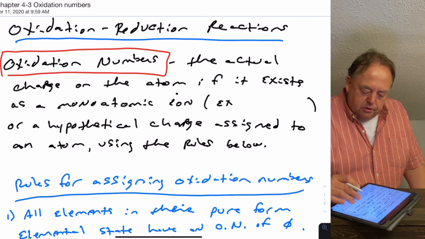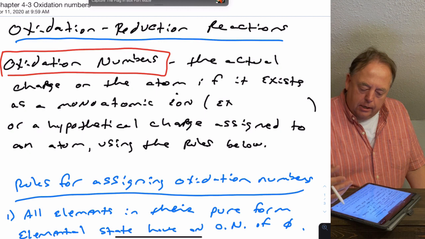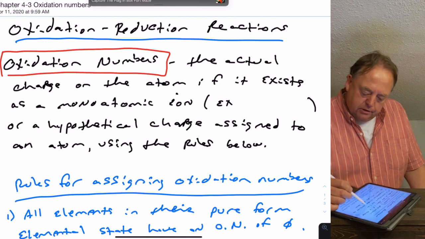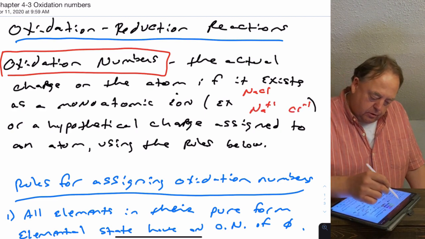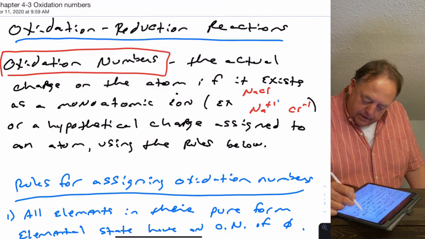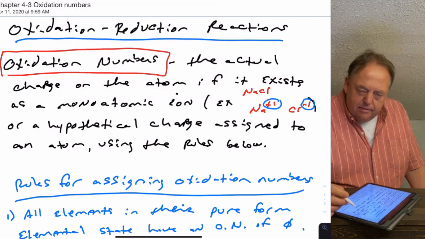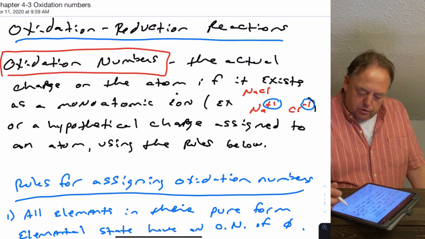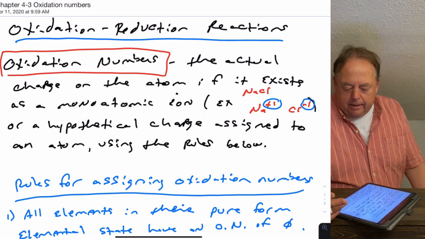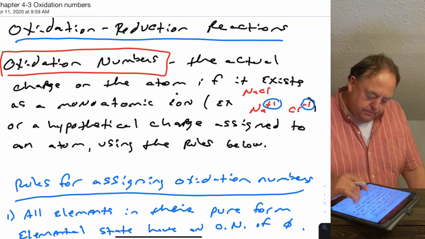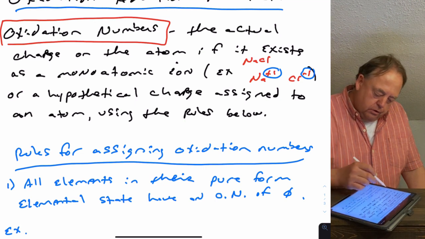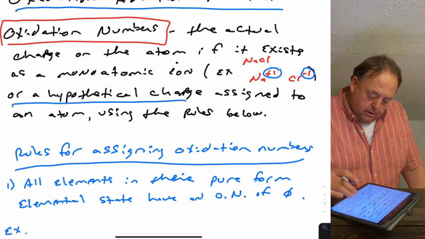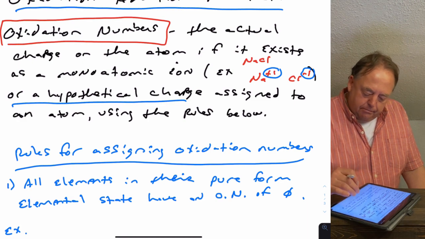Oxidation number can be just the actual charge on an atom if it exists as a monoatomic ion. That would be something like NaCl, which is really Na+ and Cl-. The +1 and -1 is its charge, but it's also its oxidation number. So sodium has a +1 oxidation number and Cl has a -1 oxidation number. Or it could be a hypothetical charge assigned to an atom based on the rules below.